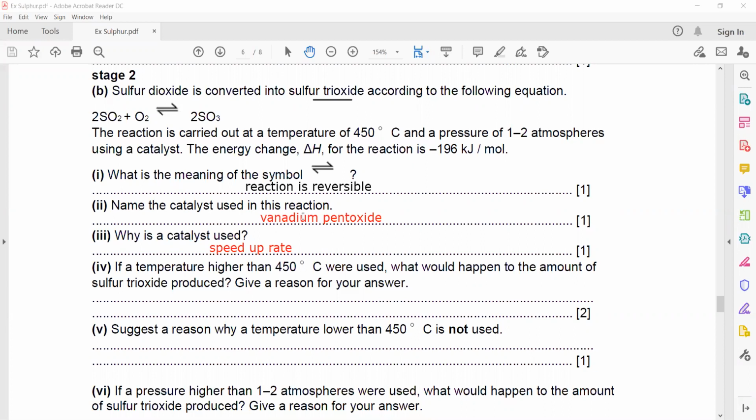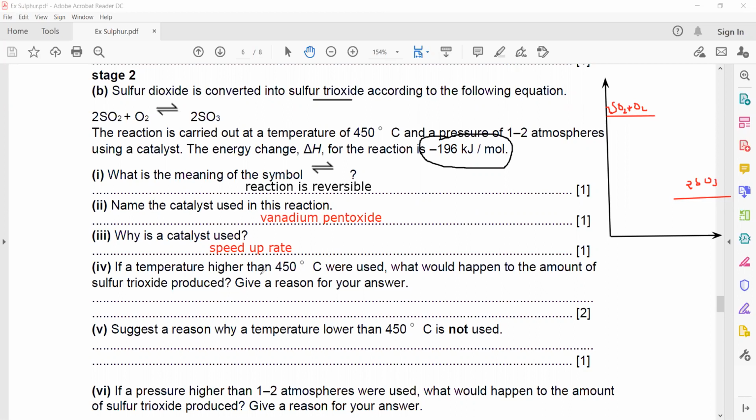If a temperature higher than 450 were used, what will happen to the amount of sulfur trioxide, and give a reason for your choice. As you can see, this reaction is exothermic. How do I know that this reaction is exothermic? Because the energy change is negative. If the energy change is negative, the reaction is exothermic. The reactants have more energy, whereas the product has less energy for an exothermic reaction. So sulfur dioxide reacts with oxygen, these are the reactants, to give sulfur trioxide, which is the product.